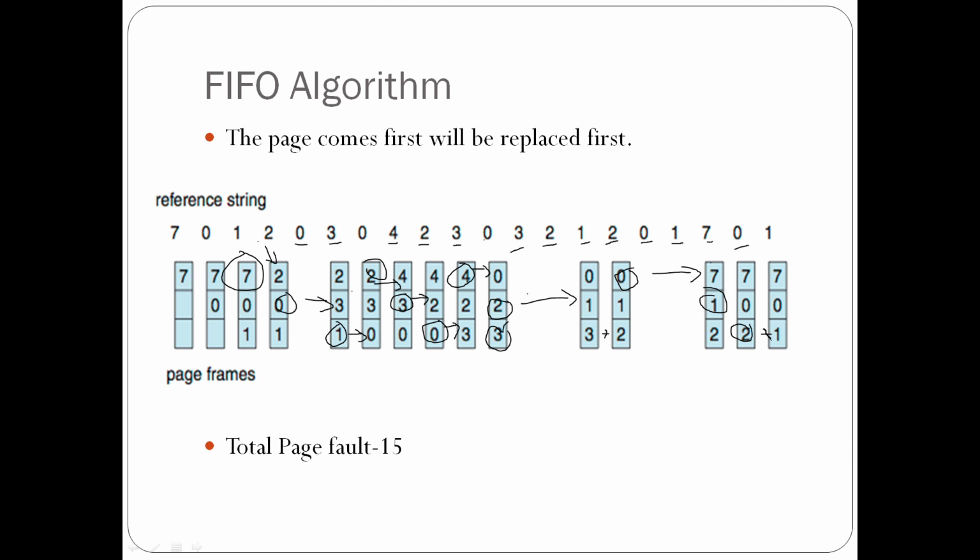To calculate the total number of page faults, we count 1, 2, 3, 4, 5, 6, 7, 8, 9, 10, 11, 12, 13, 14, 15. We skip the page hits and count only the page faults. So the total number of page faults for the FIFO algorithm is 15. Let me move to the next algorithm.